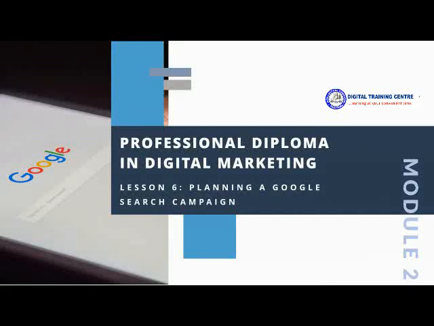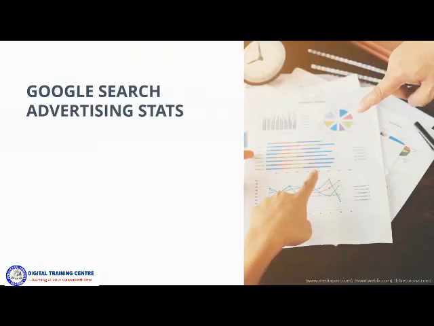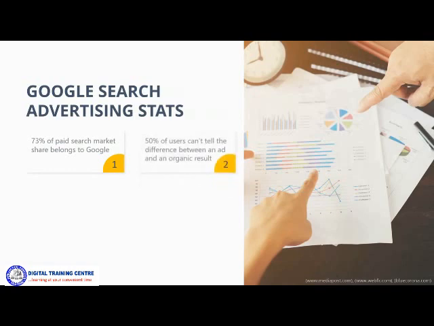Today, we are all about Google search. But first up, let's give you some interesting stats about search. Did you know that 73% of paid search market share belongs to Google? This essentially means they are the largest search engine on the planet, and we should all be advertising on it. 50% of users can't tell the difference between an ad and an organic result.